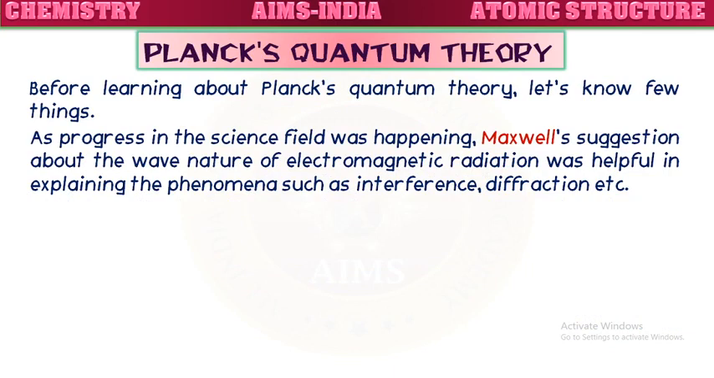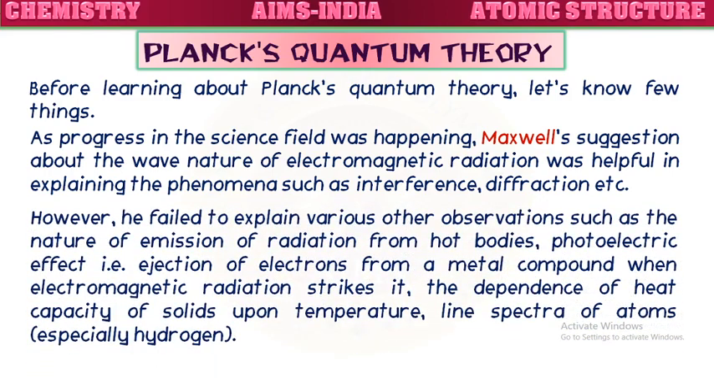As progress in the science field was happening, Maxwell's suggestion about the wave nature of electromagnetic radiation was helpful in explaining phenomena such as interference, diffraction, etc. However, he failed to explain various other observations such as the nature of emission of radiation from hot bodies, the photoelectric effect, that is, ejection of electrons from a metal when electromagnetic radiation strikes it, and the dependence of heat capacity of solids upon temperature and line spectra of atoms, etc. These phenomena were not explained by him.